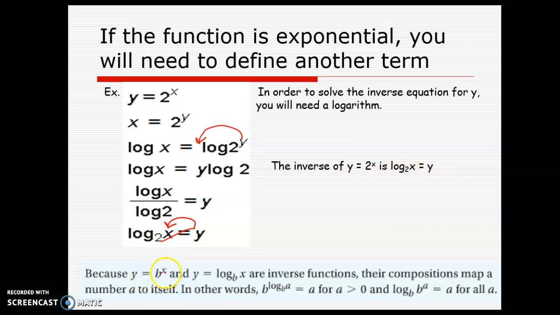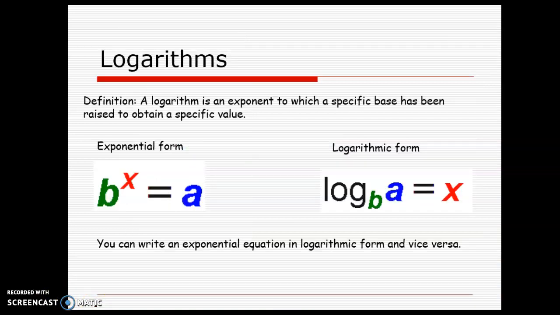Because y equals b to the x and y equals log base b of x are inverse functions, their compositions map number a to itself. In other words, if you've got b to the log base b of a, that'll equal a, and log base b of b to the a equals a. So this just will cancel out, and you'll leave a, and that will cancel out and leave a. That's one of the properties that comes up next.